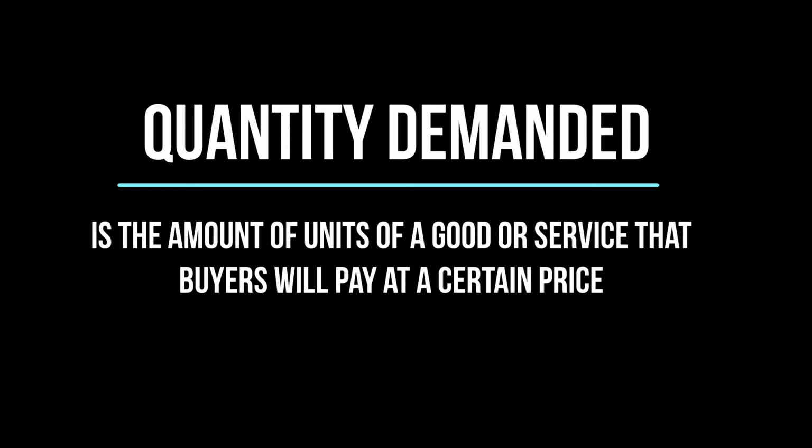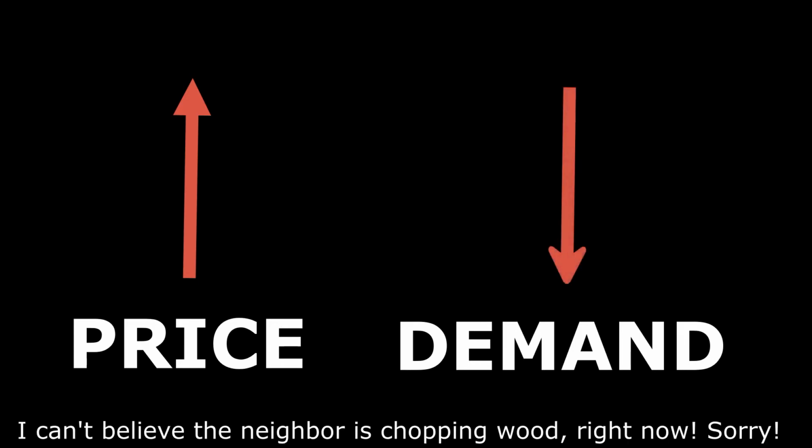Price is considered the amount of money for one unit of a good or service. Quantity demanded is the amount of units of a good or service that buyers will pay at a certain price. If a good increases in price, usually consumers will want less of that good or service. This phenomenon, prices going up and quantity demanded going down, is called the law of demand.